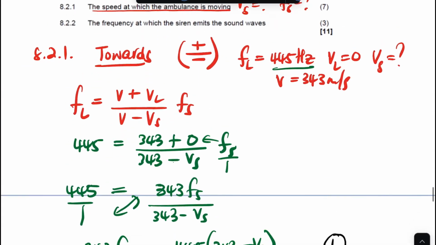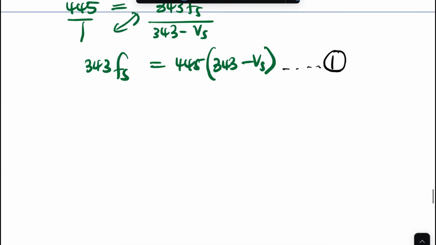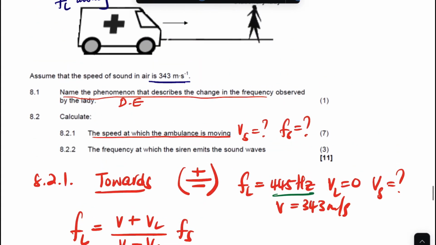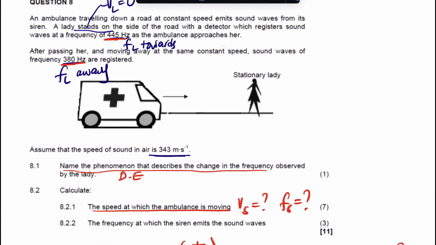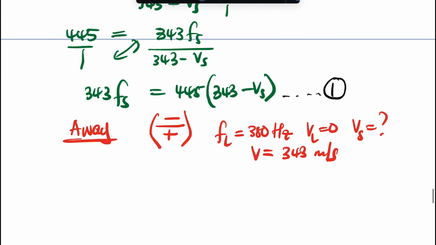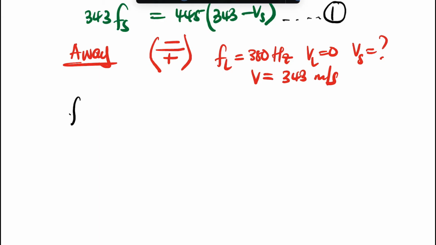Then let me create equation 2 for away. When we talk about away, the numerator will be minus and the denominator will be plus. We were given the frequency of the listener while it was moving away, which was 380 hertz. The velocity of the listener is still 0, the velocity of the source is the one that we want, and the speed of sound in the air is 343 meters per second. Now let's do the equation.